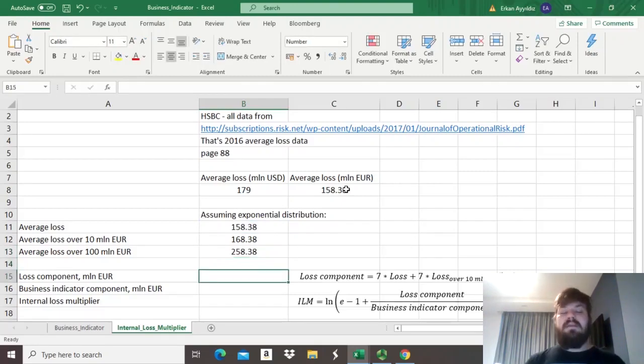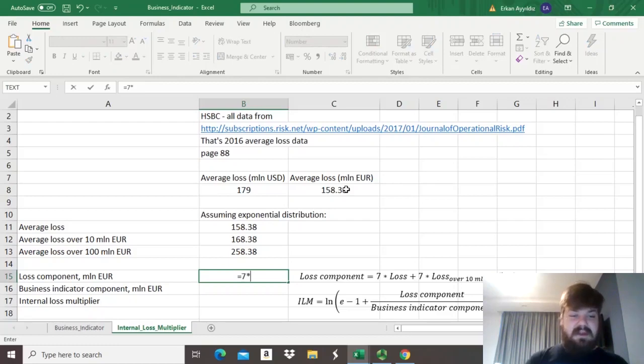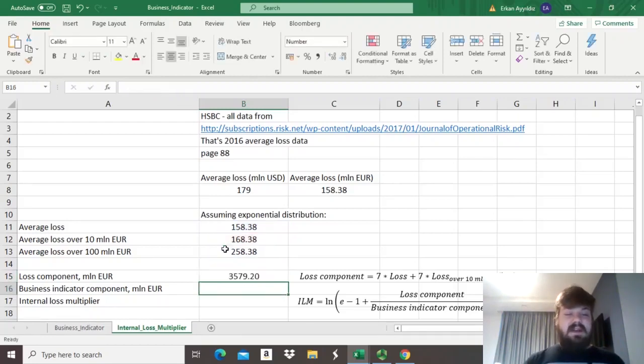Now we can apply this formula for the loss component. So 7 times the average loss in general, plus 7 times the losses over 10 million euros, plus 5 times the losses over 100 million euros. And that's it. We can see that our loss component is around 3.5 billion euros.